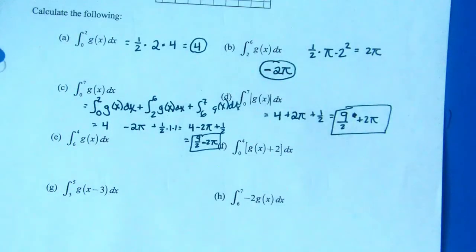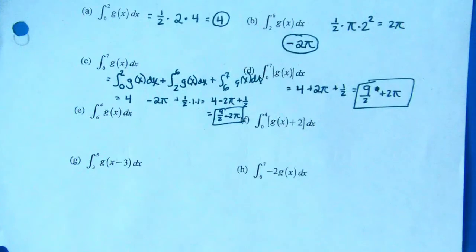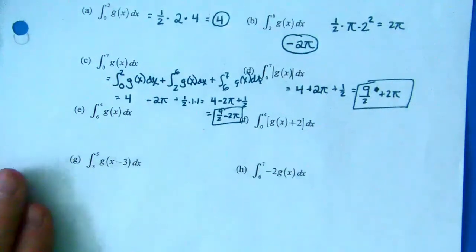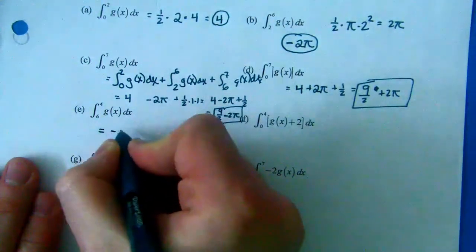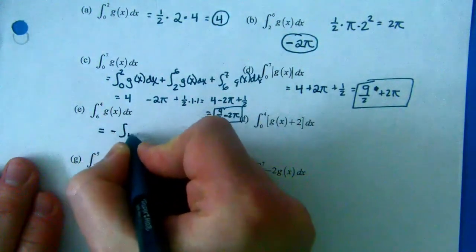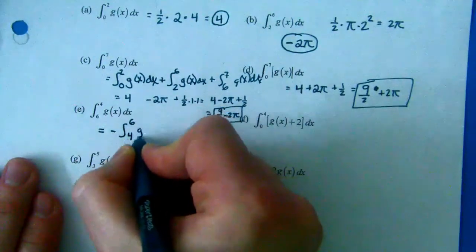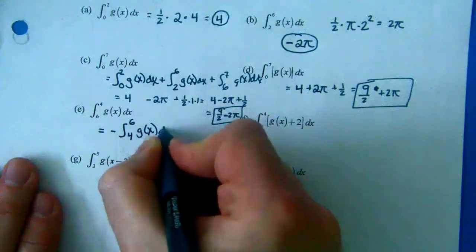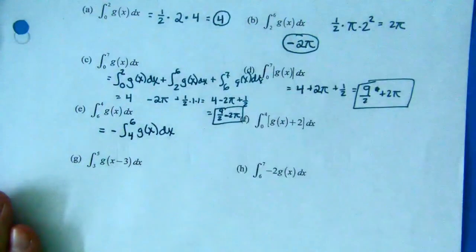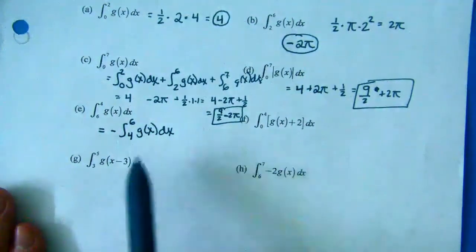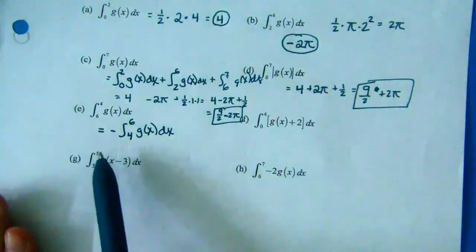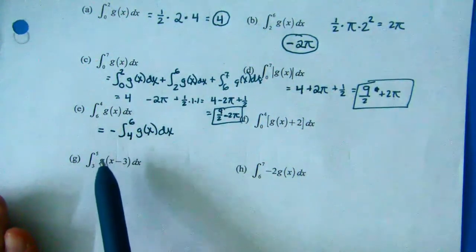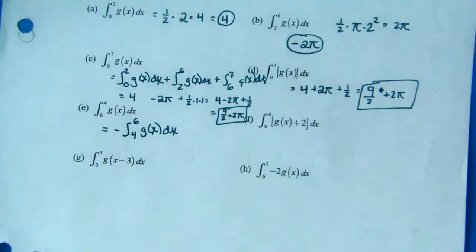Next, letter E. You should have a problem with the way that was written. I'm going to use that property that says I can make this negative the integral from 4 to 6 of g of x dx. Now, I need to go find the integral from 4 to 6 of g of x dx, and when I'm done, I'm going to change the sign. See if you can finish off letter E.